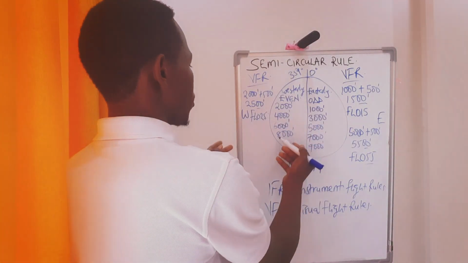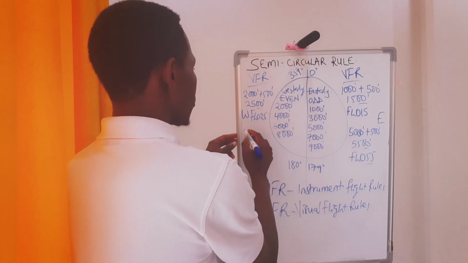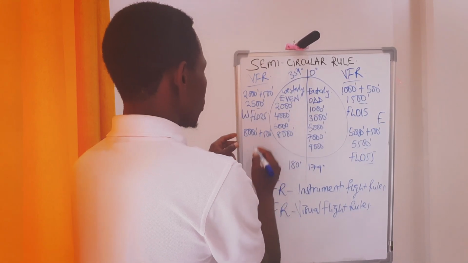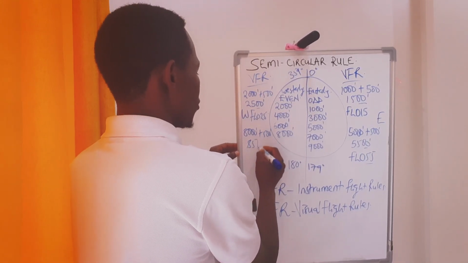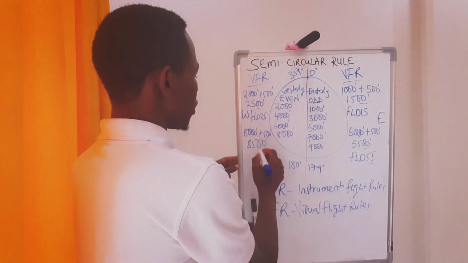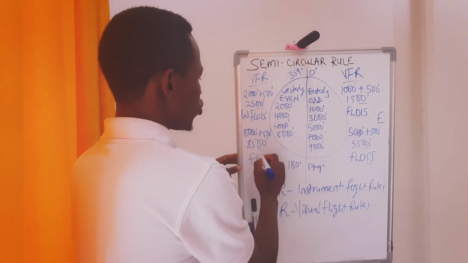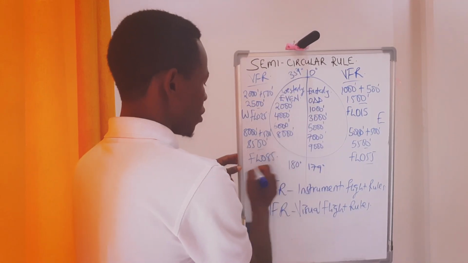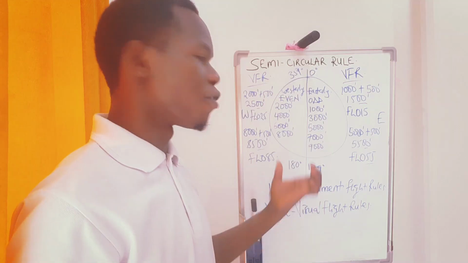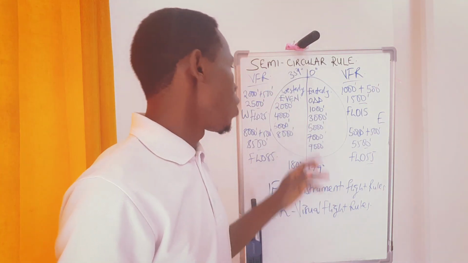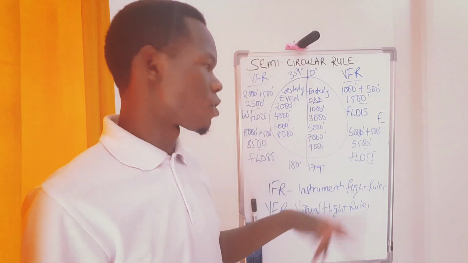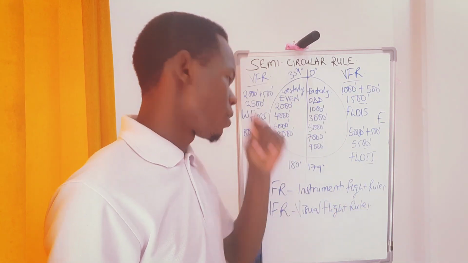And then if it is, for example, 8,000 feet plus 500 feet, we would have 8,500 feet, which is FL085. So, just as I said, for instrument flight rules, we directly use these flight levels: 2,000, 4,000, 3,000, 5,000.